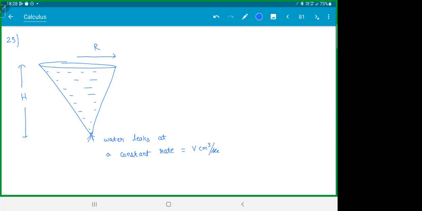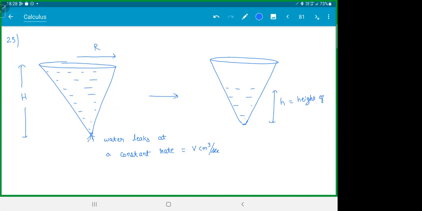As the water starts leaking out, the water keeps coming down, down, down. The height is decreasing. So h is the height of the liquid at any instant, the height of the liquid at time t. The question is: find dh by dt when the height is small h.